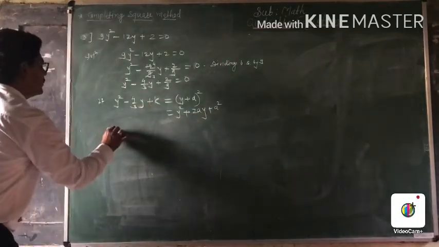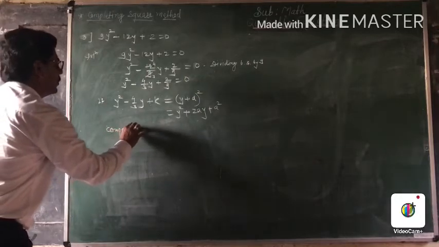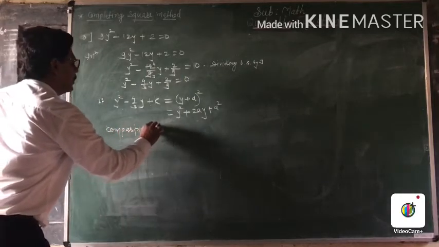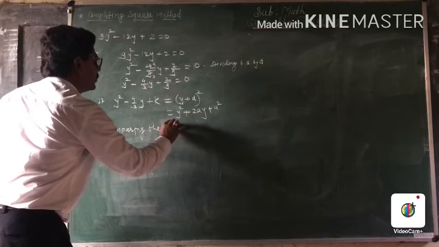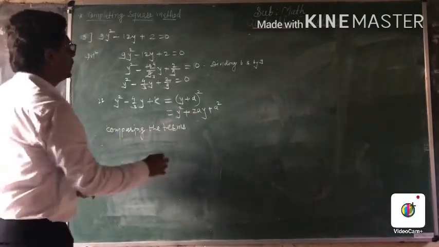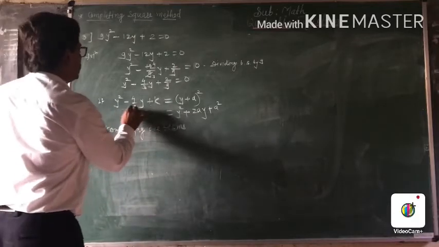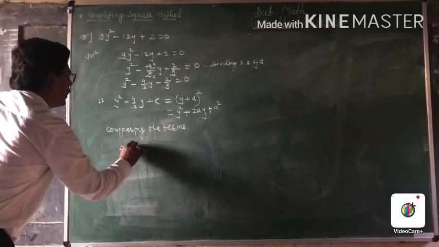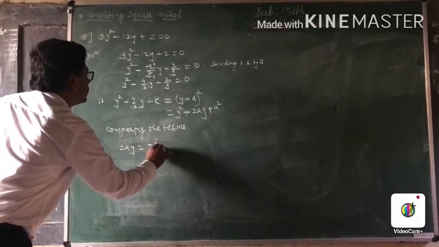Now comparing the terms, here 2ay is equal to minus 4 by 3 y.